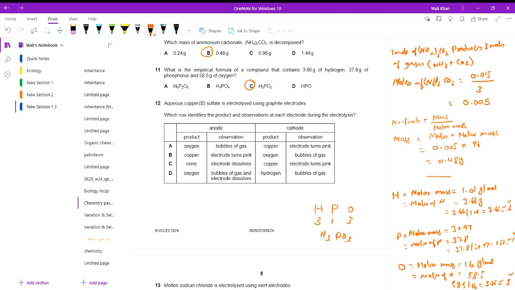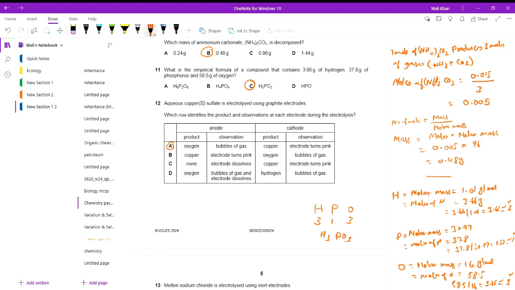Okay, next question. Aqueous copper(II) sulfate is electrolyzed using graphite electrodes. Which option identifies the product and observation at each electrode during the electrolysis? Graphite electrodes are used: anode, cathode. At the anode the product is oxygen, bubbles of gas, and at the cathode the product is copper, the electrode turns pink. Look at the other options. So the best suitable option is A.